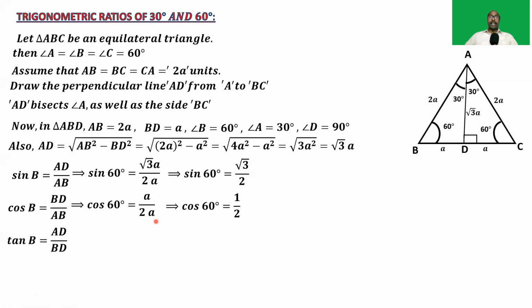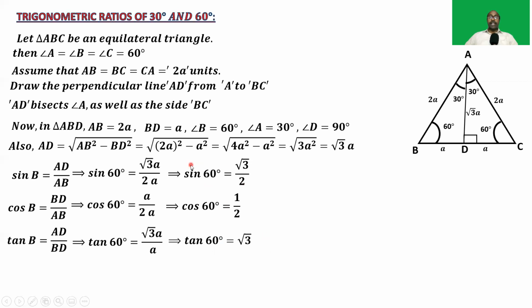In the same way, tan B is equal to AD by BD. So that tan 60 degrees is equal to root 3 into A by A. That is root 3. So students, here we got the trigonometric ratios for the angle 60 degrees. Sin 60 is equal to root 3 by 2. Cos 60 degrees is equal to 1 by 2. Tan 60 degrees is equal to root 3.